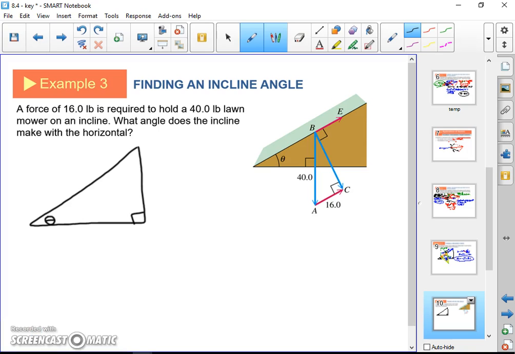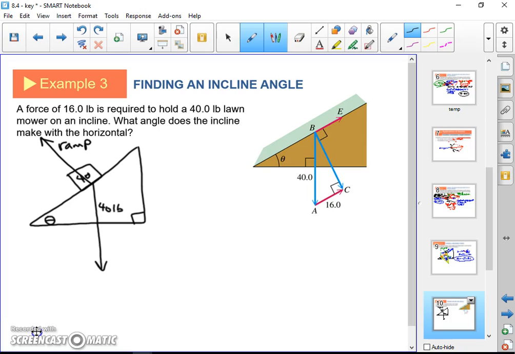You've got an object on this ramp, and it's 40 pounds. It's a 40-pound lawnmower. So let's think about the force of gravity pulling down: 40 pounds pulling down. And then you've also got the force of the plane pulling perpendicular to that plane. And that's the ramp. I don't know what that force is, but I don't really need to know that force. But that's the force of the ramp.